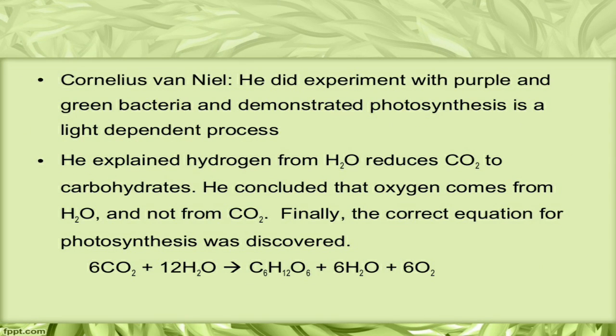Cornelius van Niel did experiments with purple and green bacteria and demonstrated that photosynthesis is a light-dependent process. He explained that hydrogen from H2O reduced carbon dioxide to carbohydrates. He concluded that oxygen comes from water and not from carbon dioxide. Finally, the correct equation for photosynthesis was discovered: 6CO2 plus 12H2O gives carbohydrate, that is glucose, 6 molecules of water and 6 molecules of oxygen.